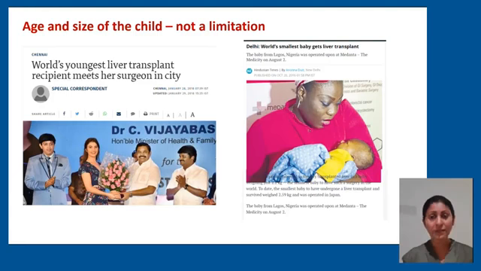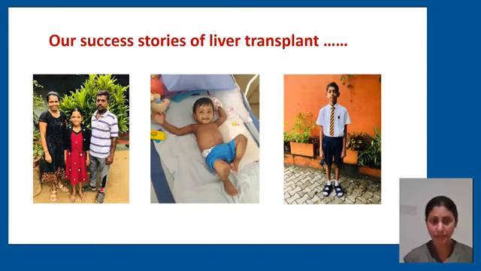The second one in the middle is the youngest successful transplant we did as a team, a 1-year-old child who had acute liver failure. Thirdly, this is a child with Wilson disease who had decompensated chronic liver disease, the most recent success story, and he's back to school after liver transplant. This picture was taken 3 months after the transplant.